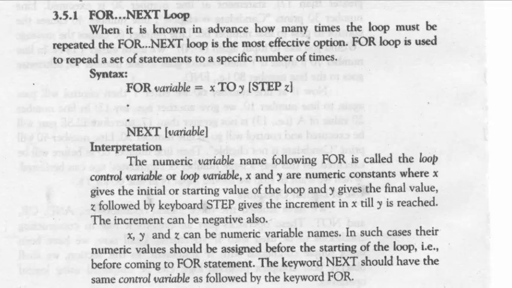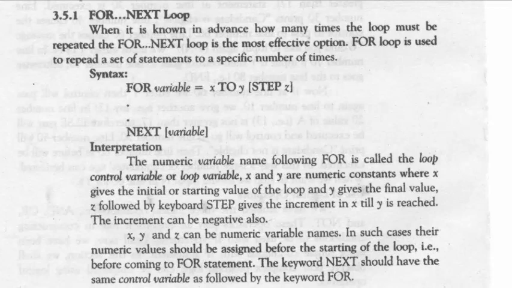Interpretation: the numeric variable name following for is called the loop control variable or loop variable. x and y are numeric constants where x gives the initial or starting value of the loop and y gives the final value. z, followed by the keyword step, gives the increment in x till y is reached. You can say x is your starting point and y is your destination, and you have to take z steps to reach y from x.